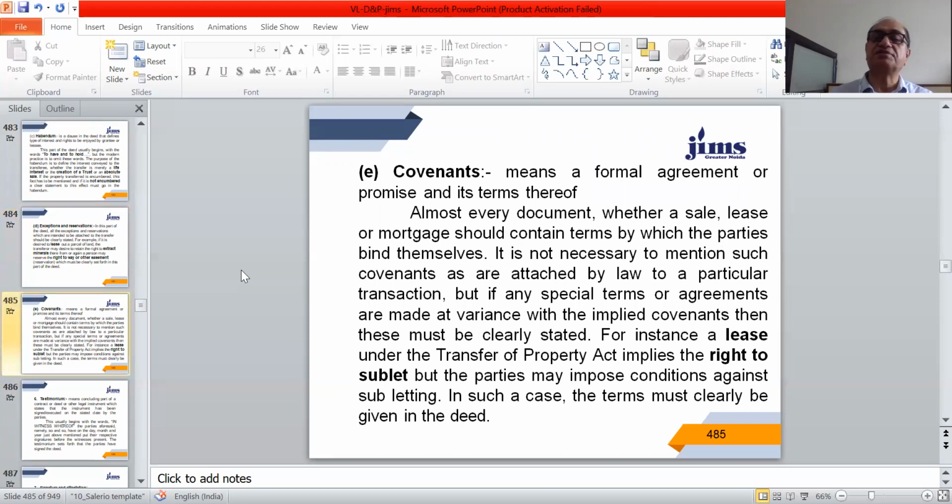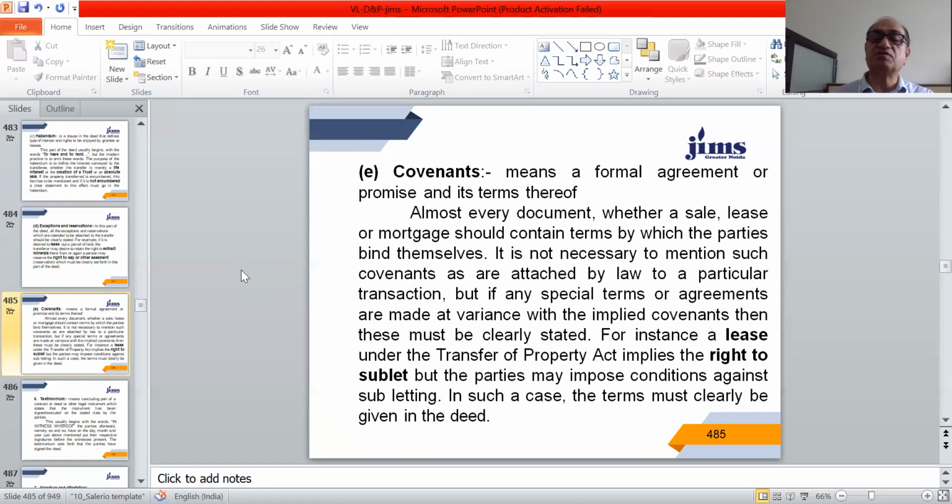Then comes the covenants. Covenant means a formal agreement or promise, and whatever the terms and conditions agreed between the parties, all those covenants are to be mentioned in the deed. So almost every document, whether a sale, lease, or mortgage, should contain the terms by which the parties bind themselves. It is not necessary to mention such covenants as are attached by law to a particular transaction.